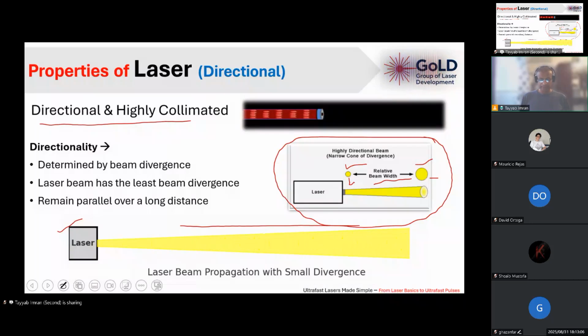So how can we determine the directionality with the naked eye? Excuse me, sir. Is there any relationship between directionality and coherency?